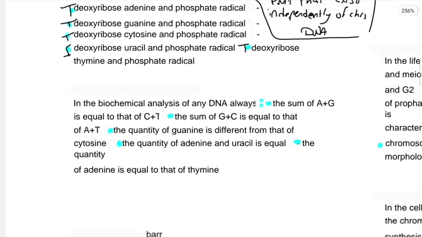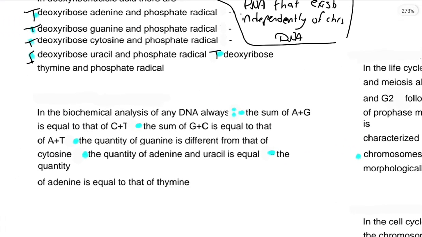Okay. Now, in the biochemical analysis of the DNA, always the sum of A and G is equal to the sum of C and T. The sum of G and C is equal to that of A and T. The quantity of guanine is different from that of cytosine. The quantity of adenine and uracil is equal. The quantity of adenine is equal to that of thymine. So, A and G is equal to C and T. What do you think? This is obviously wrong.